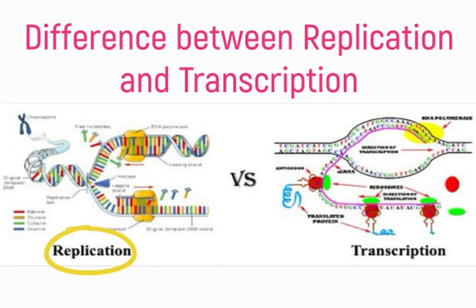Usually, replication occurs in three major steps: the opening of the double helix and the separation of the DNA strands, the priming of the template strand, and assembly of the new DNA segment.